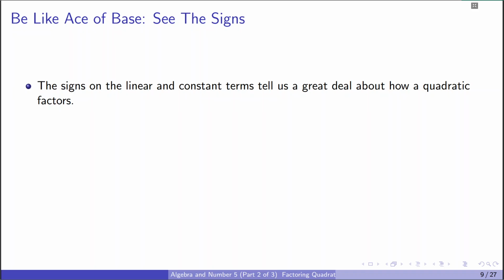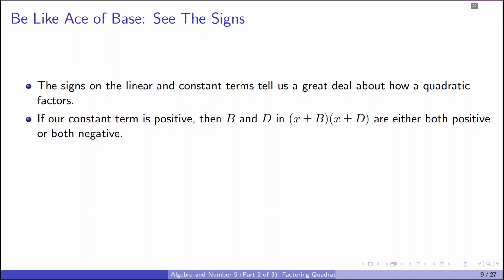So we want to see the signs, like ace of base in a music reference that most of you won't get because it was 30 years ago. So the signs on the linear and constant terms tell us a great deal about how a quadratic factors.